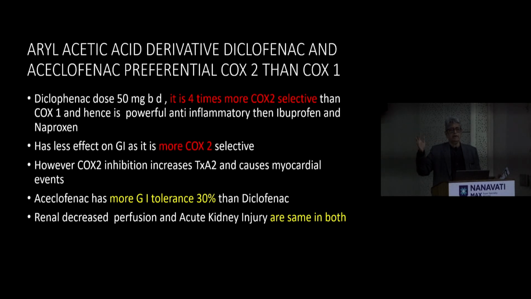Instantly the inflammatory pain is reduced because it is 4 times more COX-2 than COX-1, and hence it is a very powerful anti-inflammatory drug compared with ibuprofen and naproxen. It has less effect on GI because it is preferential COX-2 over COX-1. However, COX-2 inhibition causes, once again, thromboxane A2 and causes myocardial events.